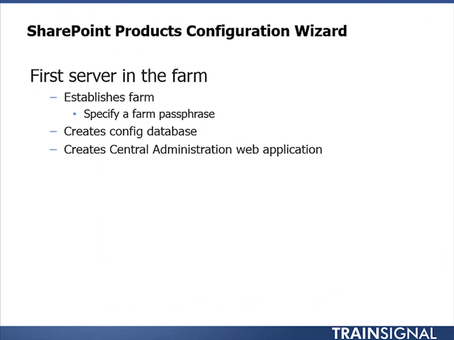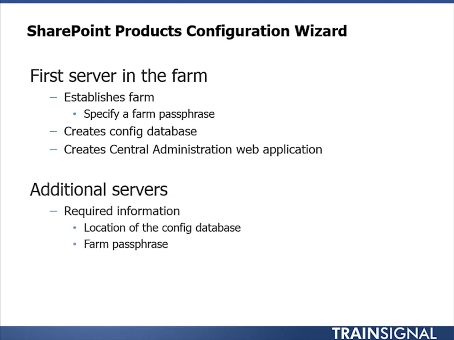It's going to do that by setting up our config database, setting up our central admin web application, and also asking us for a farm passphrase. That farm passphrase is going to become key whenever we go to add additional servers to the farm. When I add an additional server, it's going to ask me where the config database is, and then for the passphrase for that farm, so that way it can join in to the farm.